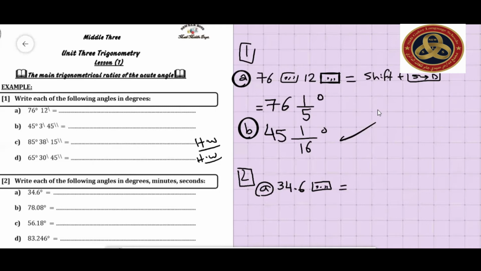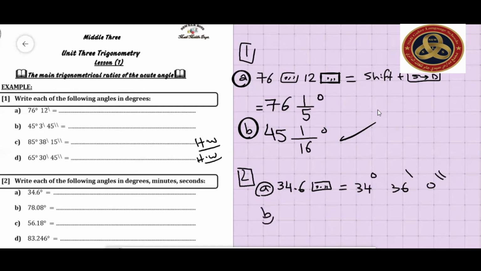Again, 34.6, press comma and press equal. Who can tell me the measure? Excellent. It will be 34 degrees and 36 minutes and 0 seconds. Thank you.